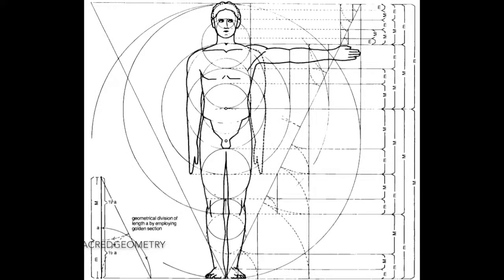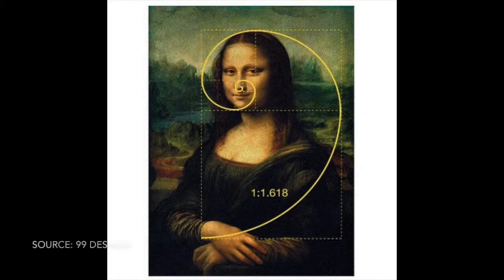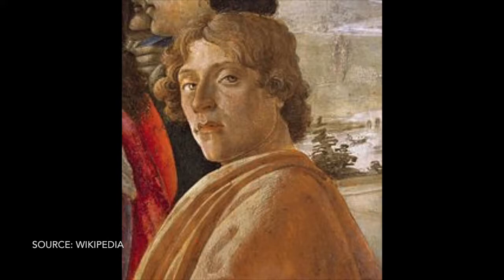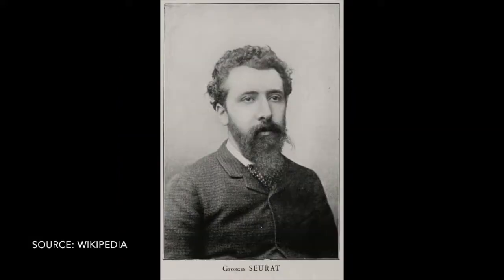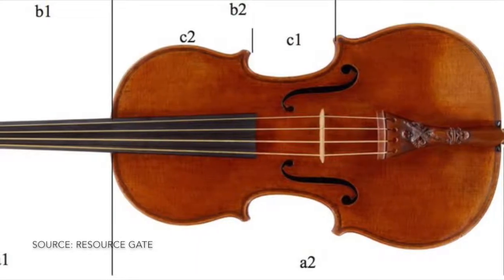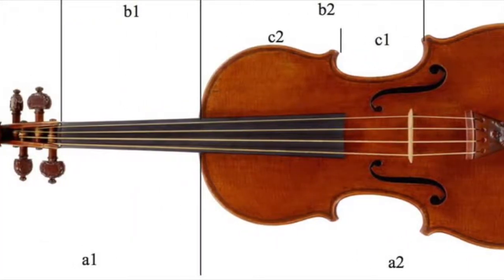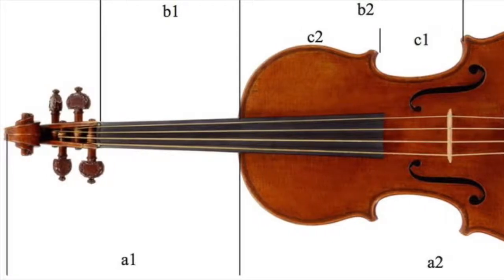More intriguing yet is the extensive appearance of phi throughout the human form, in the face, body, and fingers. It is recognized that Leonardo da Vinci used phi, known in the 1500s as the divine proportion, in a number of his paintings. Other artists, including Raphael, Sandro Botticelli, and Georges Seurat, did as well. The dimensions of the treasured Stradivarius violins, built in 1700, show phi relationships.